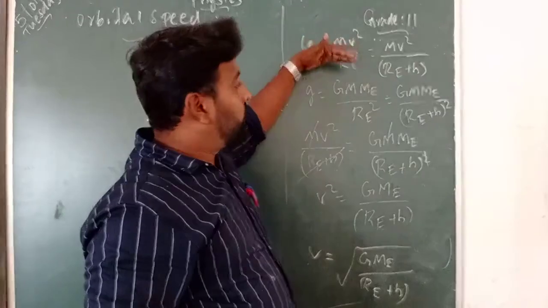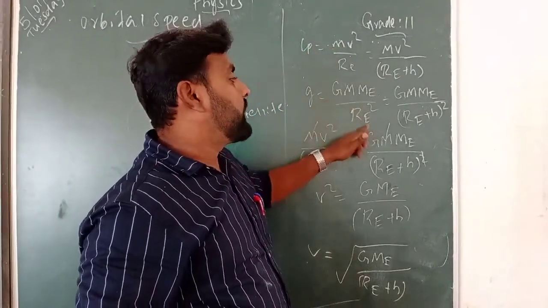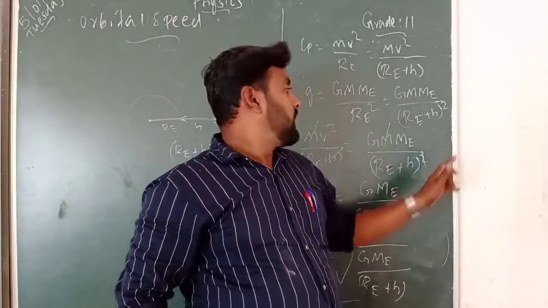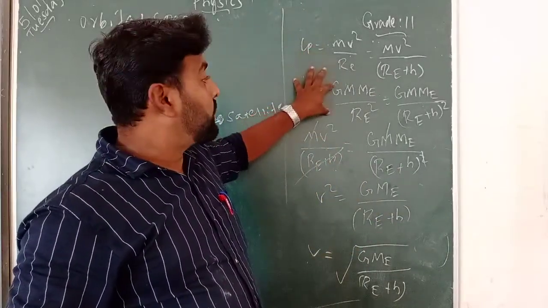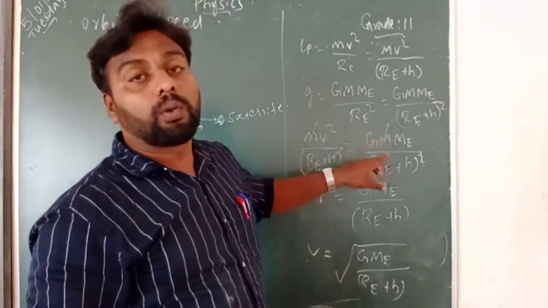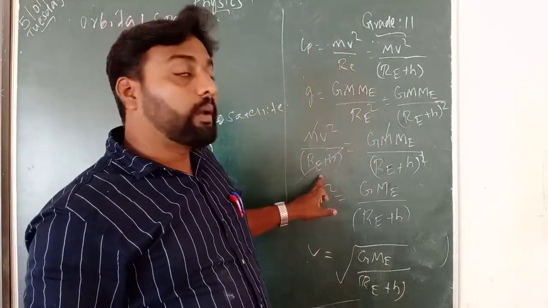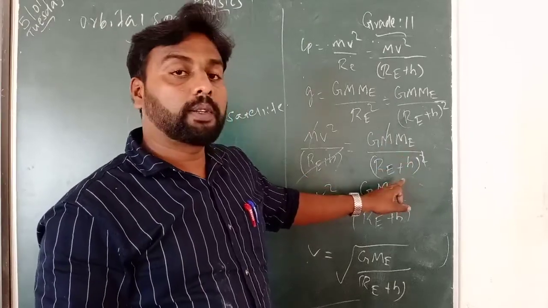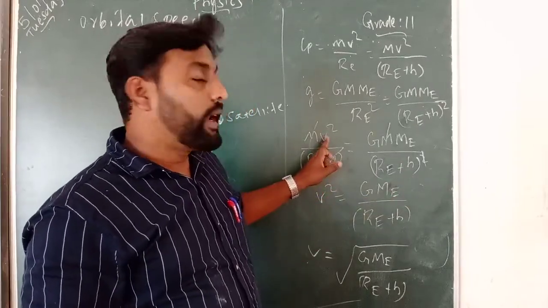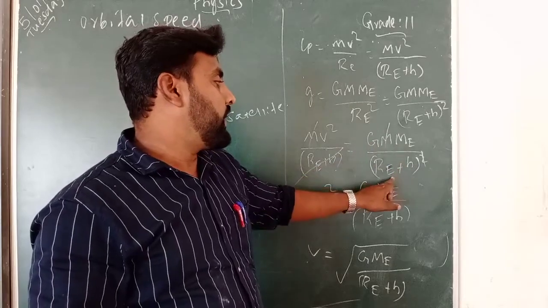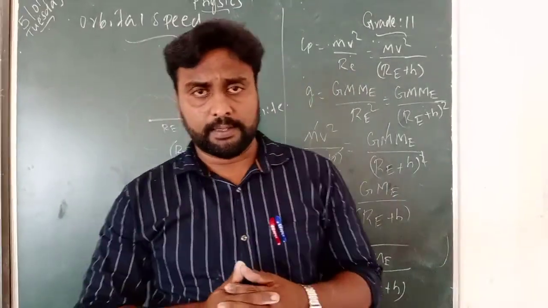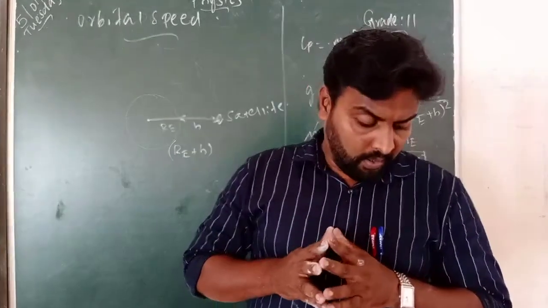Now this centripetal force is provided by the gravitational force. G is equal to G m e by Re square, here also instead of Re plus h. Centripetal force is provided by the gravitational force, so both forces are equal. So mv square by r plus h is equal to G m m e by r plus h. Now m and m cancel, one r plus h cancels, remaining v square. Then G m e by r plus h is remaining. So v is equal to what will come? Root of G m e by r plus h. So this is for the orbital speed.